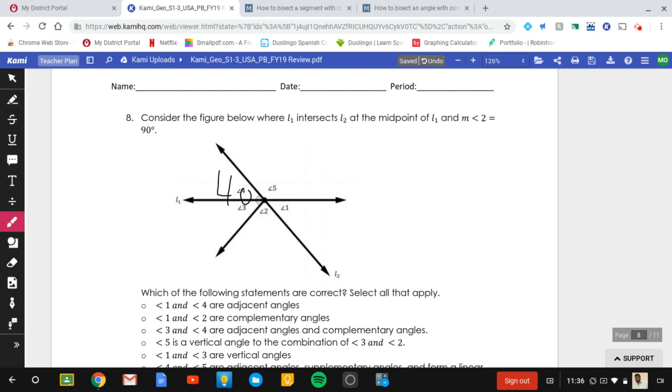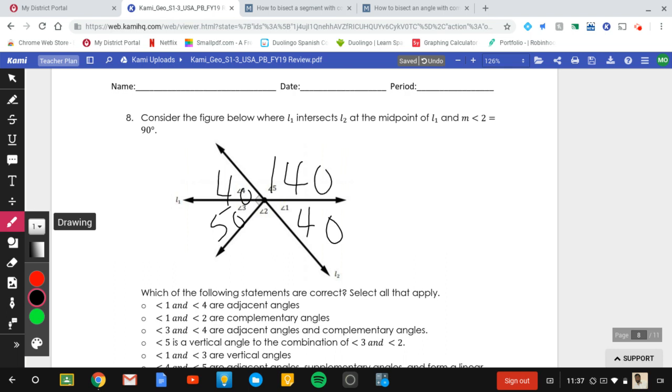Notice 3 and 4 are complementary, which means if angle 4 is 40 degrees, angle 3 has to be 50 degrees. What do you notice about angle 4 and angle 1? They are vertical angles, which means this must also be 40 degrees. Notice angle 4 and angle 5 are linear paired, which means if angle 4 is 40 degrees, angle 5 has to be 140 degrees.